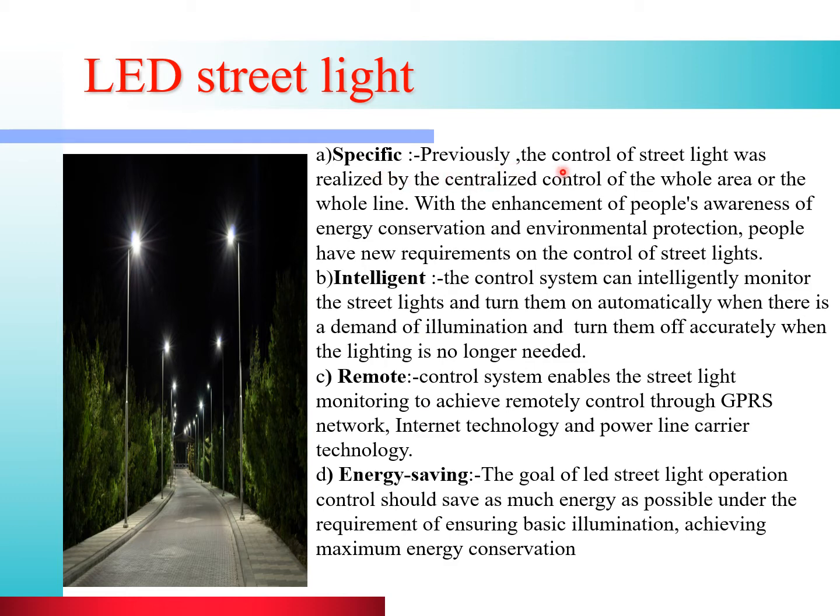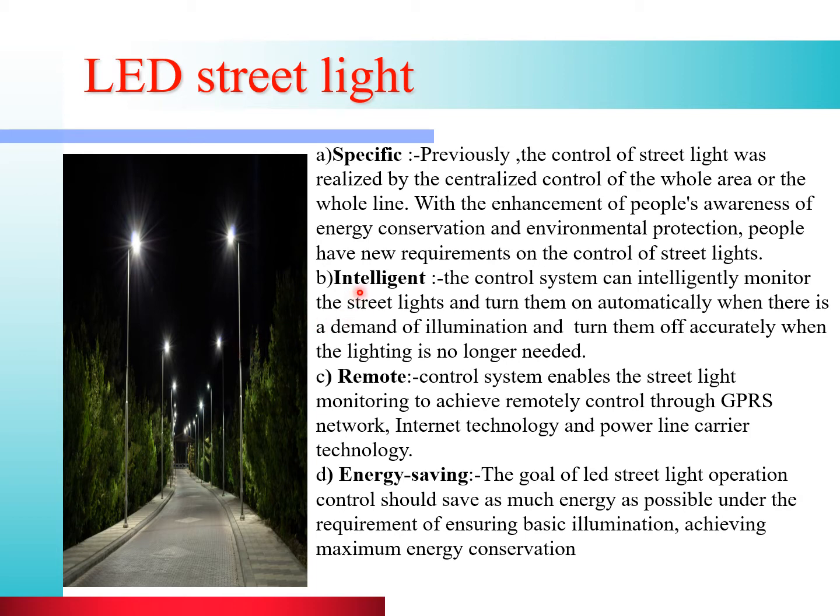Specific. Previously, the control of street light was realized by centralized control of the whole area or the whole line. We will see there are a number of street light poles. Previously, it is controlled by a centralized control system, but in view of enhancement of energy conservation and environmental protection, the new requirement on the control of street lights comes. So we will control each street light separately.